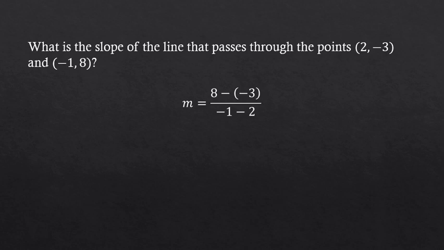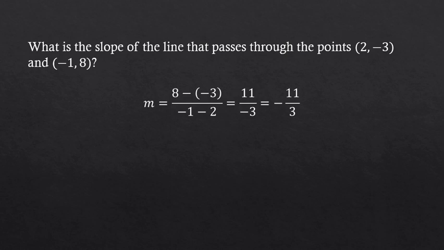Again, note that I used this y coordinate minus that y coordinate, which means I have to use the same order of x coordinates. This one minus that one. And now we just find what this turns out to be. You get 11 on top, -3 on the bottom, so your slope is -11/3. So what this is saying is that for this line, if I increase my x value by 1, the y value will decrease by 11/3.